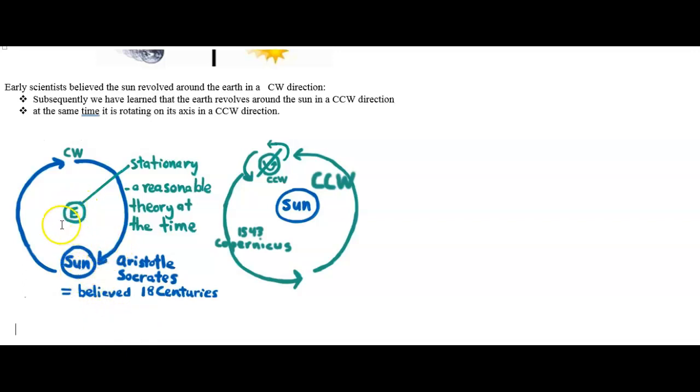There's the earth, stationary. The sun goes clockwise around it. Again, that's exactly what it seems like. If someone didn't tell us otherwise, we would believe that.